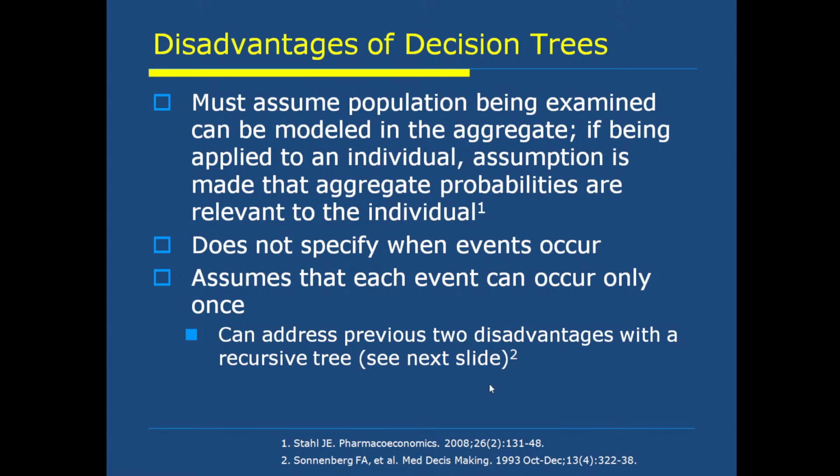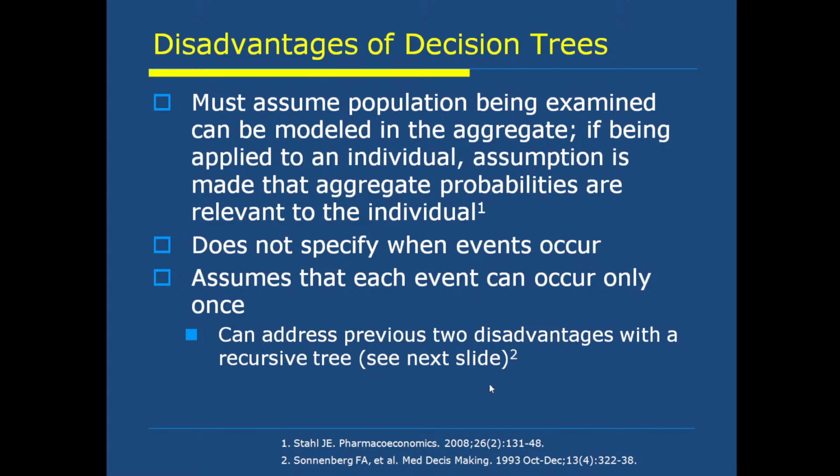But if we have advantages, we have some disadvantages of using decision trees. The first disadvantage is that it must assume the population being examined can be modeled in the aggregate. If it is applied to an individual, the assumption is made that aggregate probabilities are relevant to the individual. It does not specify when events occur. It assumes that each event can occur only once.